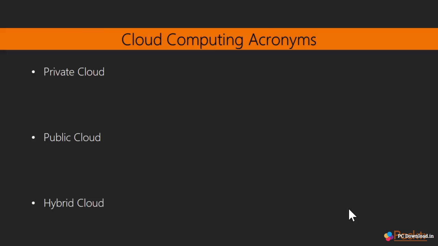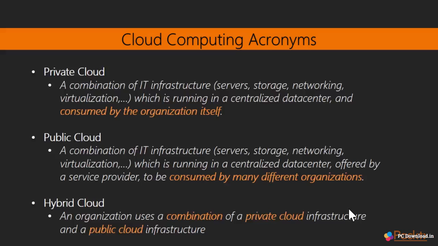In general, cloud computing has three main acronyms. We're talking about private cloud, public cloud, and hybrid cloud. Now let me describe each of these terminologies. We're talking about private cloud as a combination of IT infrastructure, which basically means servers, storage, networking, and using hypervisor technology, which is running in a centralized data center and mainly consumed by the organization itself. This could be a hosting provider, or an in-house on-premises data center managed by a specific organization.